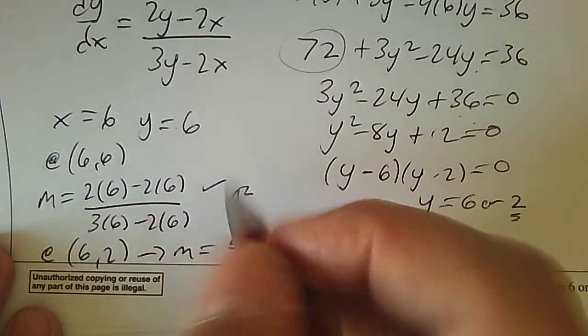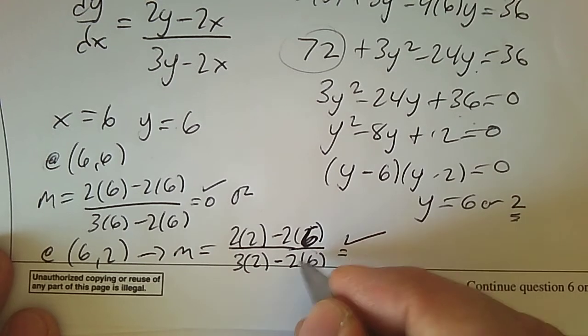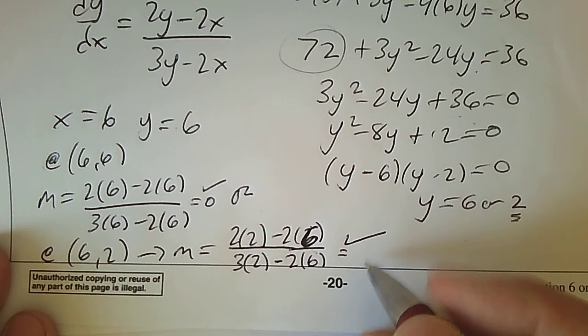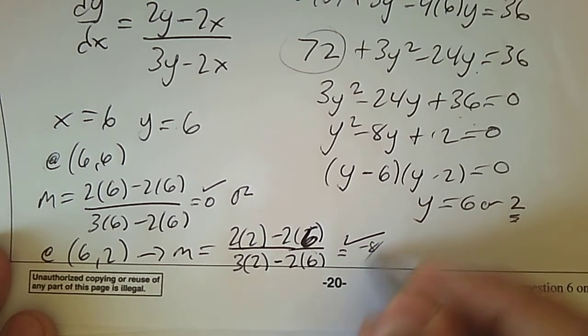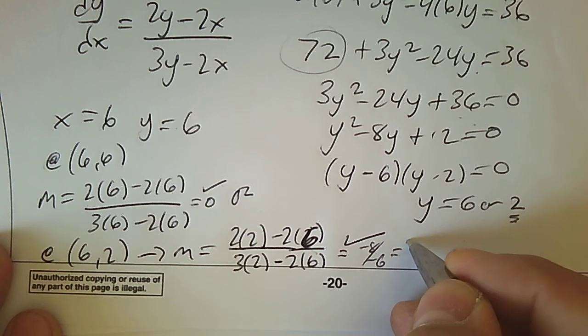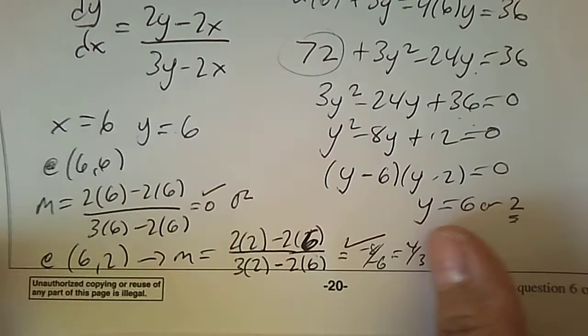And you could simplify this down. That's 12 take away 12, that equals 0. If you wanted to simplify the other one down, that's negative 8 over negative 6, the same as 4/3. But not necessary. All right, let's keep going.